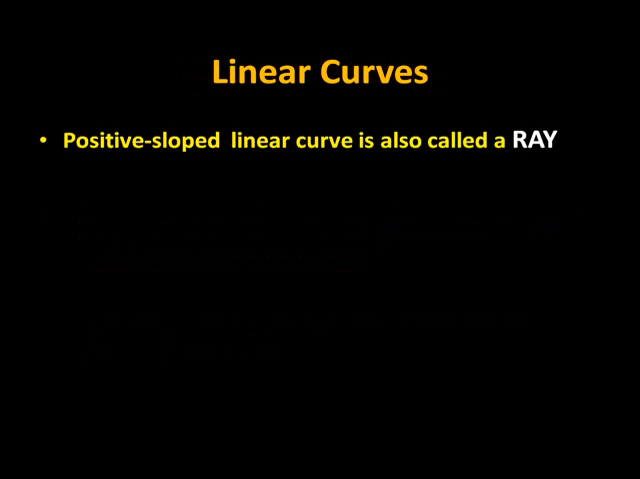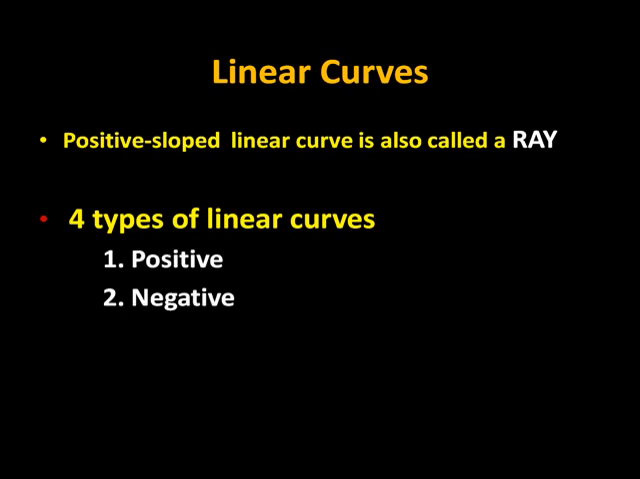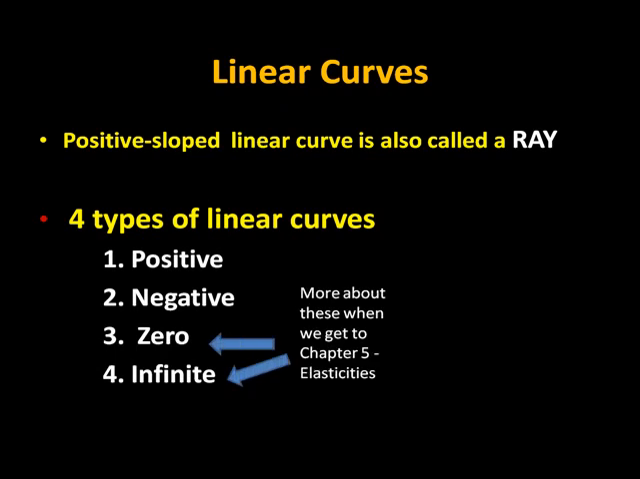A positive sloped linear curve is also called a ray. There are four types of linear curves: positive and negative, which are the two that we'll work with first in the first couple of chapters in the textbook as we progress this semester, and then we have a zero curve and an infinite curve. We'll talk more about those when we get to Chapter 5 and we're discussing elasticities.